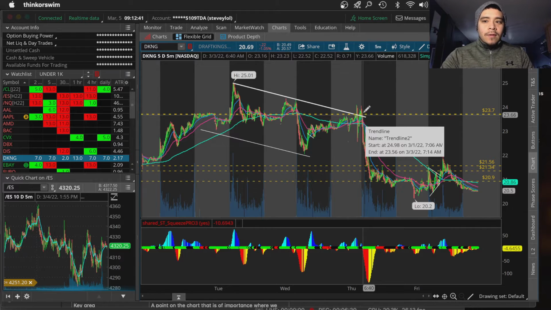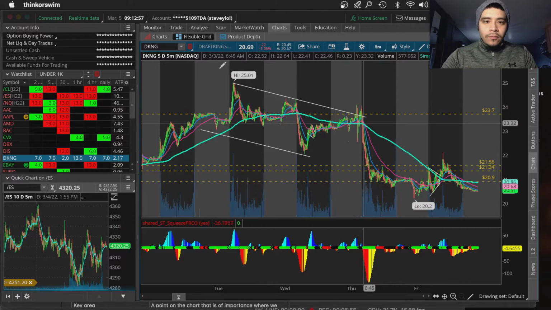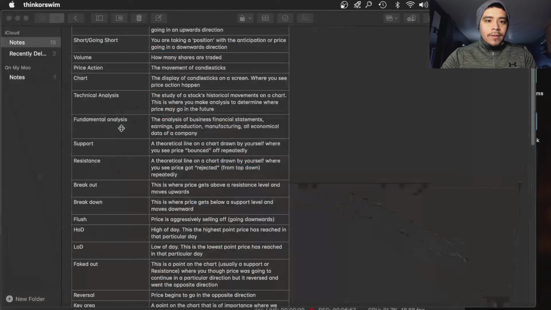So if we get to 24 and we see a lot of resistance in the past, a lot of people are going to sell short and anticipate the price will go down. So they'll put that pressure on, as you see right here. So that's pretty much the technical definition of support and resistance.